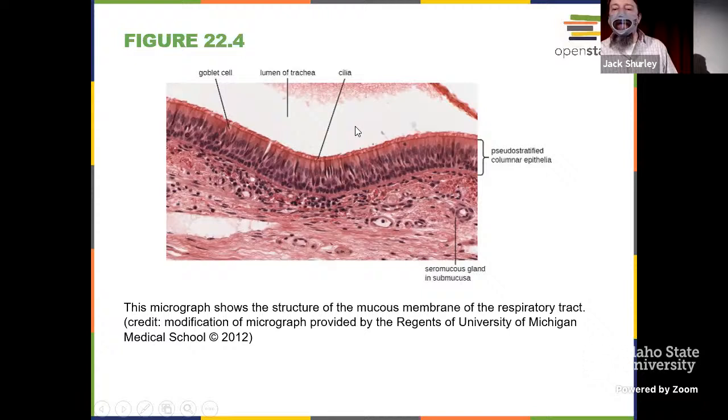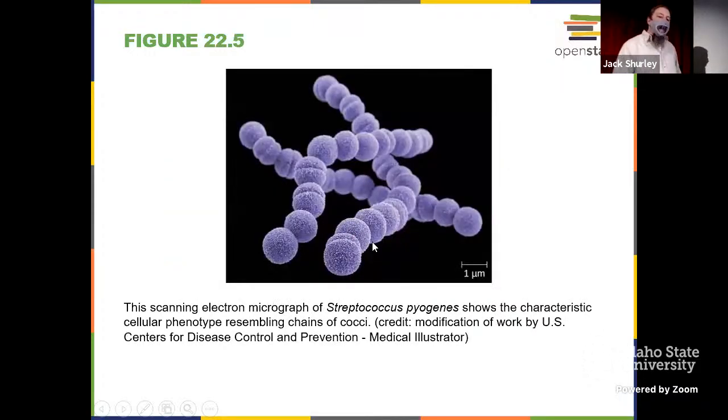So this is part of the innate response, providing this initial level of protection that has nothing to do with antibodies or anything like that. All right. So we want to start thinking about the upper respiratory tract, and then we will move down.